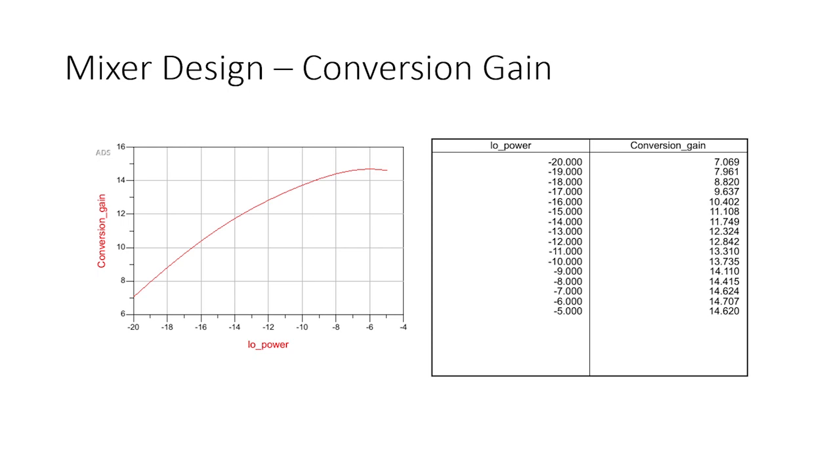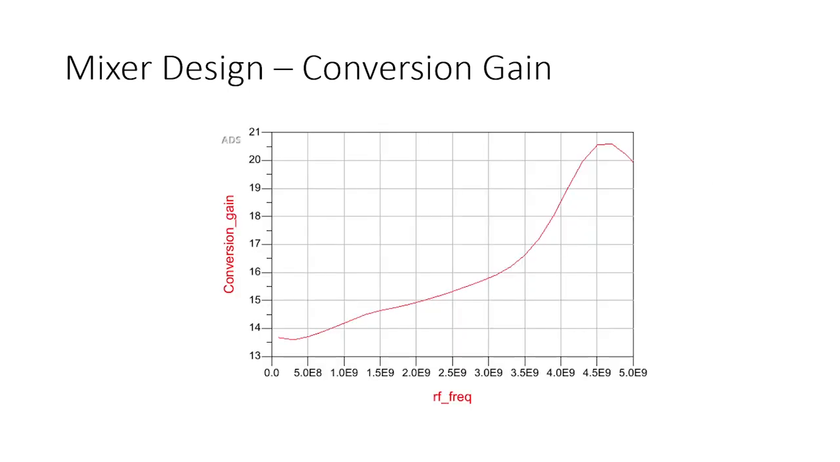After building the mixer, we ran a test to get the conversion gain. Here's a plot of conversion gain versus LO power. We can see that the conversion gain reaches its maximum value at negative 7 dBm, and that's the value we choose for our LO power. And here's a plot of conversion gain versus RF frequency. The conversion gain increases with RF frequency until 4.5 GHz, which we found hard to explain.